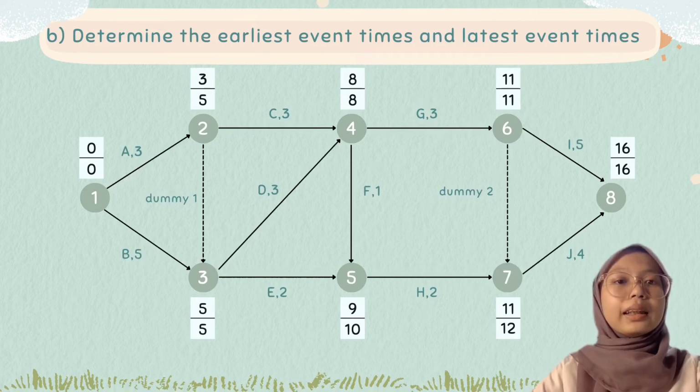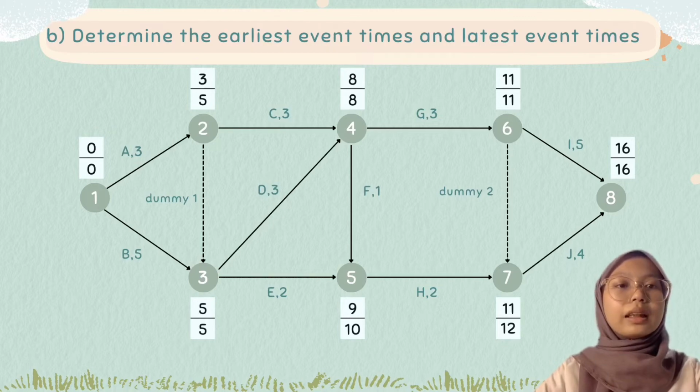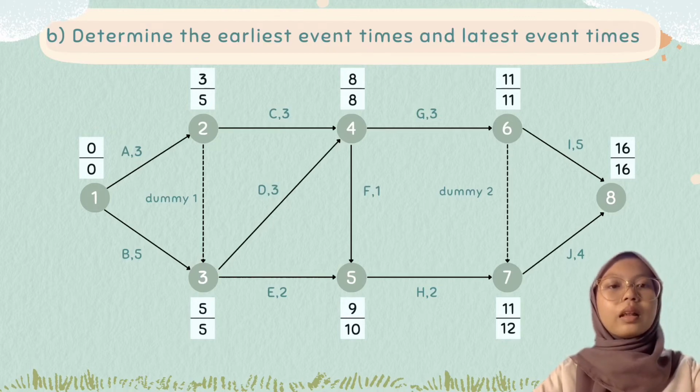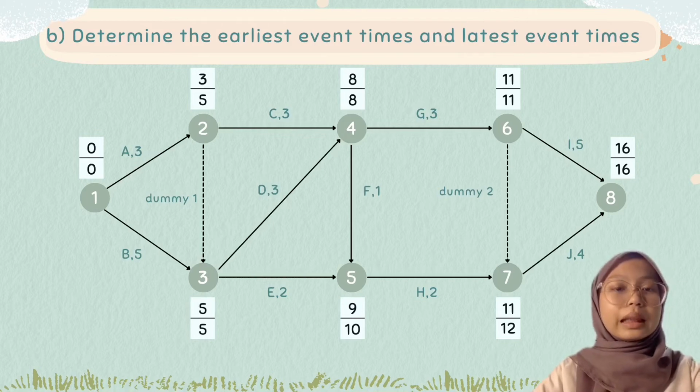For LET node 6 equals LET node 8 minus duration activity I, which is 16 minus 5 equals 11, and LET node 7 minus the dummy, which is 12 minus 0 equals 12. So LET for node 6 is 11 because 11 is the smallest value. LET node 5 equals node 7 minus duration activity H, which is 12 minus 2 equals 10.